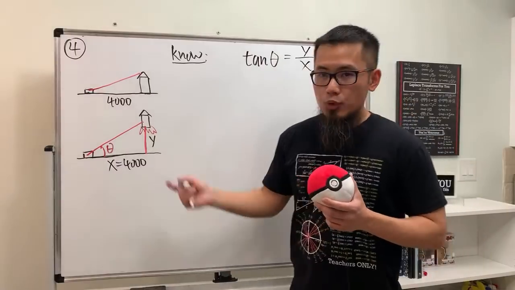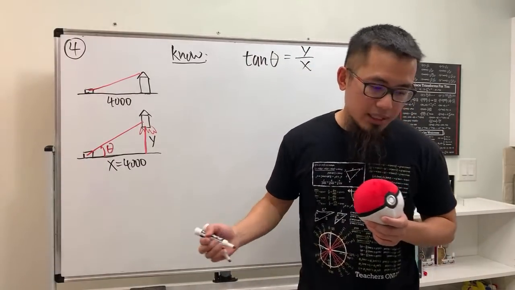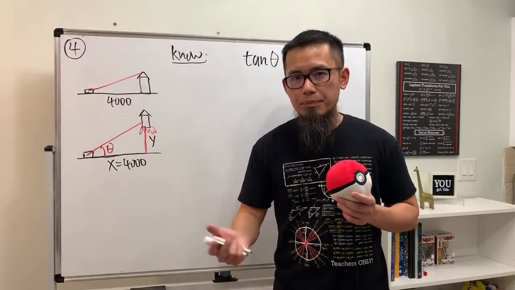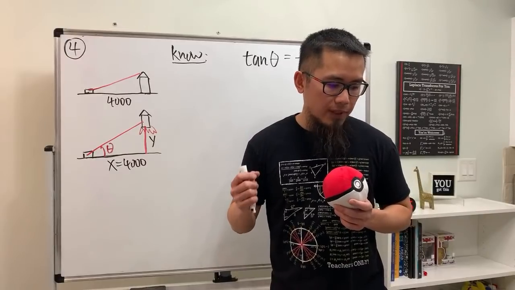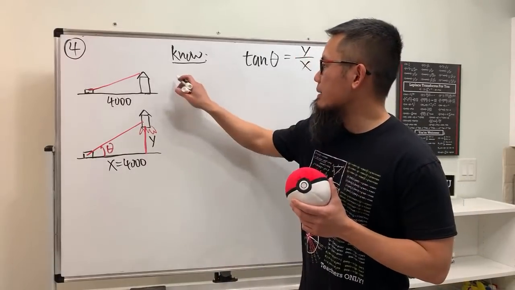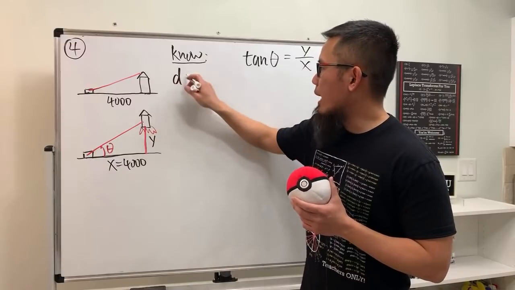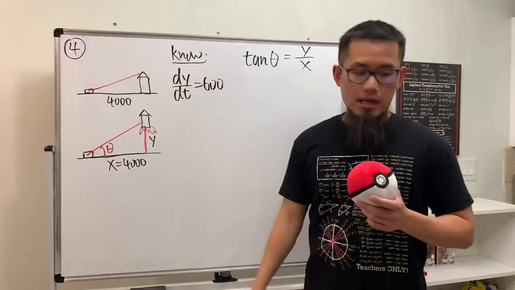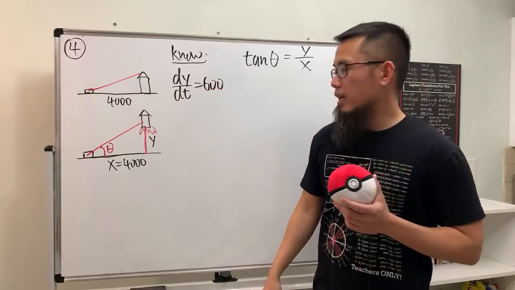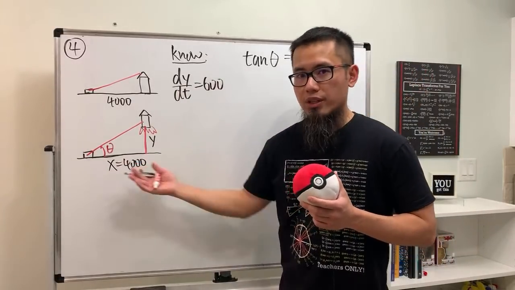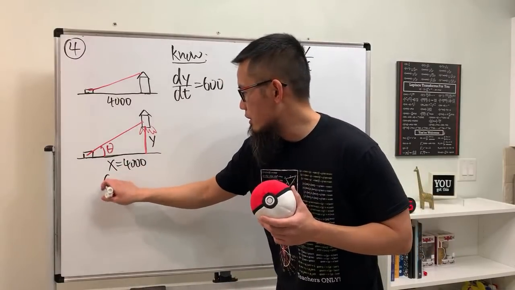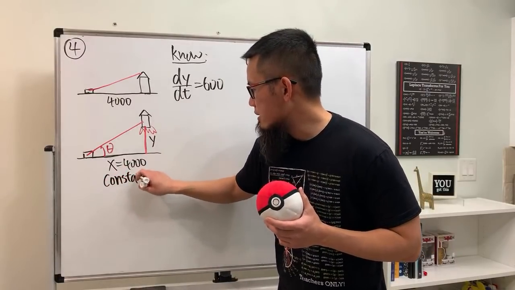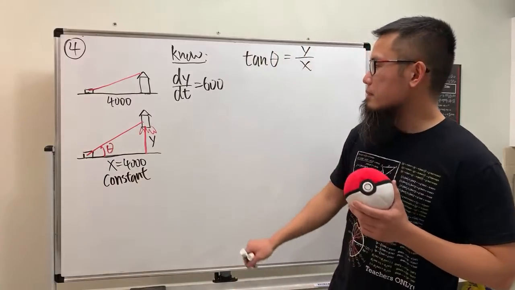And go back to the question. It says the rocket is going up and has a speed of 600 feet per second. So based on our labeling, we know dy/dt is equal to 600. Good. And we also know x is equal to 4,000, and this right here is just constant. Let me write that down right here: x is 4,000, it's always 4,000.